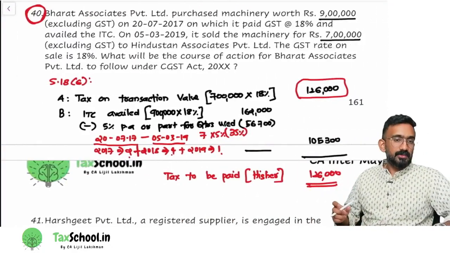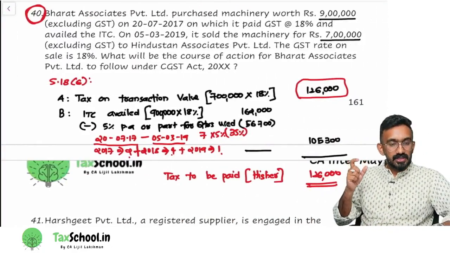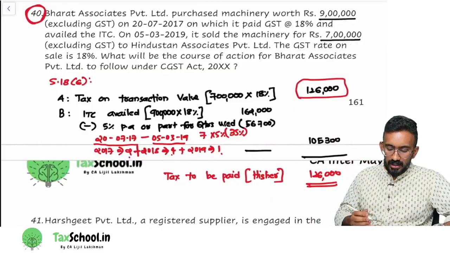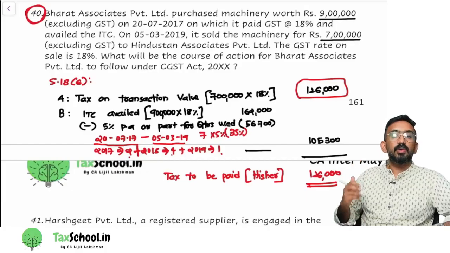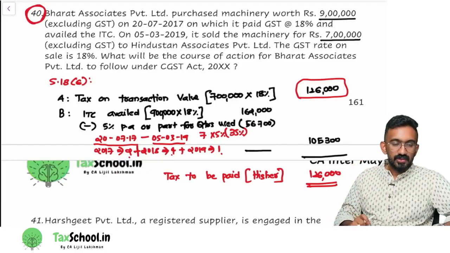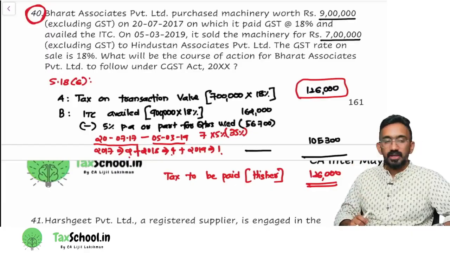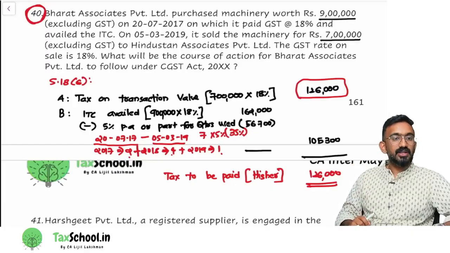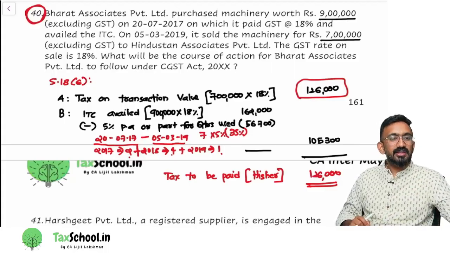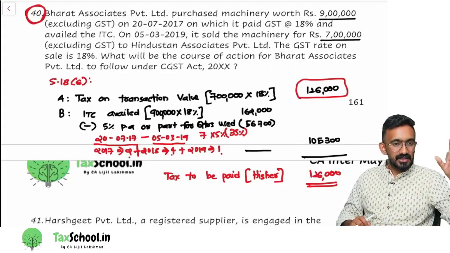Now, what is the problem here? If you want to take 100% credit, you should have used this asset for how many quarters? 1 quarter, 5%. So 20 quarters I have to use it to take 100% credit, right? Which means how many years? 5 years.